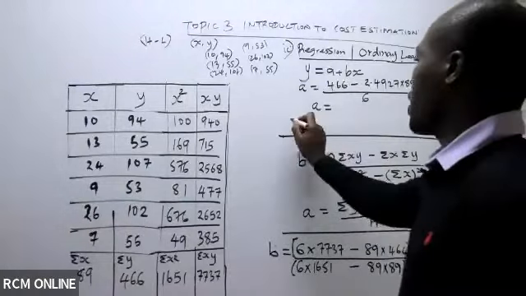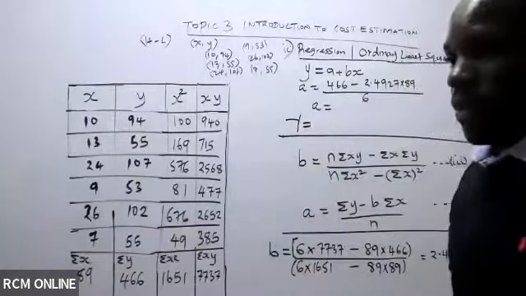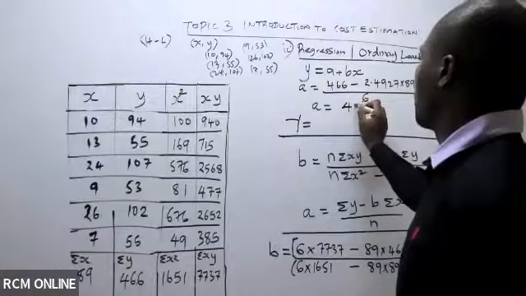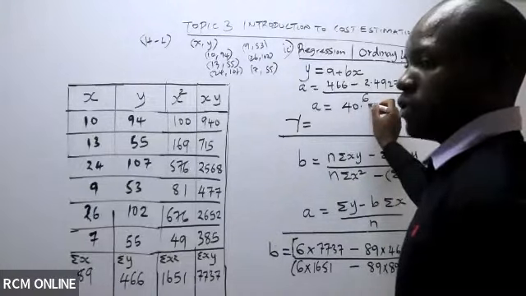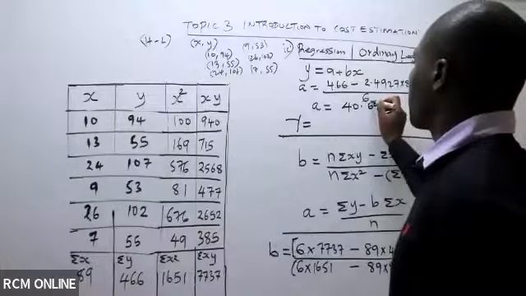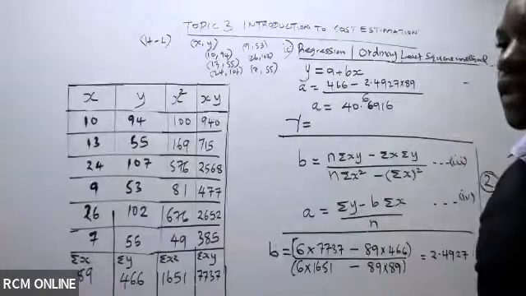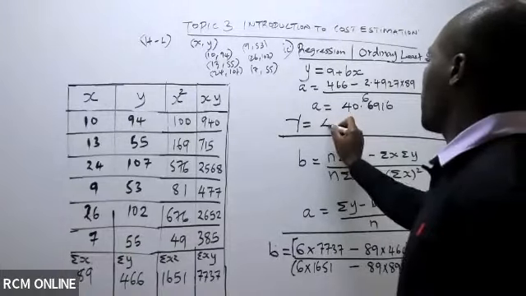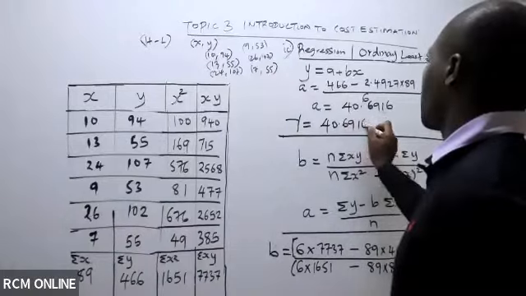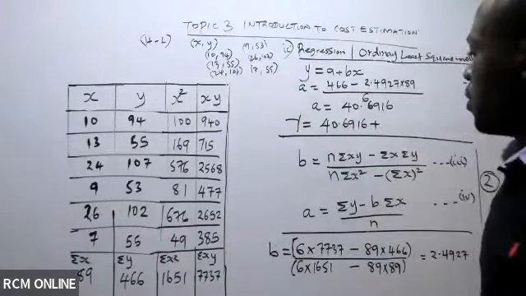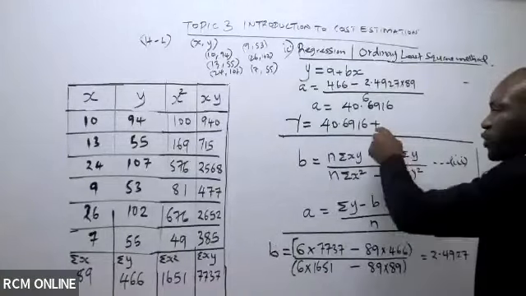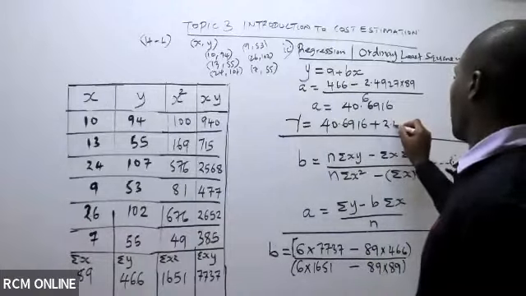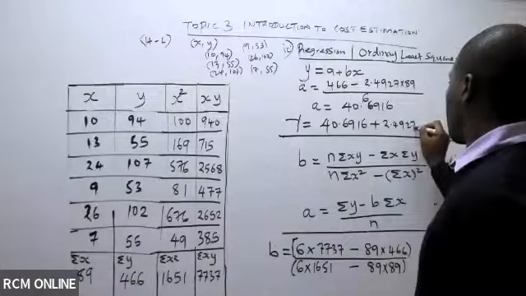The next thing is to come up with a cost function. The value of a is 40.6916. Good. So can we now come up with the cost function? Y is equal to a, 40.6916, plus bx. Of course, what if the value of b was negative? We put minus bx. But because the value of b is positive, it is plus 2.4927x.